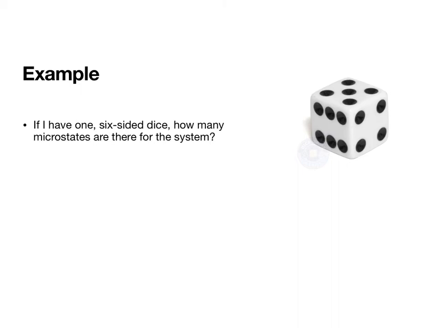Okay, so now let's get into some examples on counting microstates. If I have one 6-sided dice, how many microstates are there in the system? Another way of asking this question is, how many possible answers are there? Well, it's a 6-sided dice. One side is a 4, one side's a 5. So for this, we have 6 possible microstates, because a microstate is a possible answer, a possible existence of this dice.